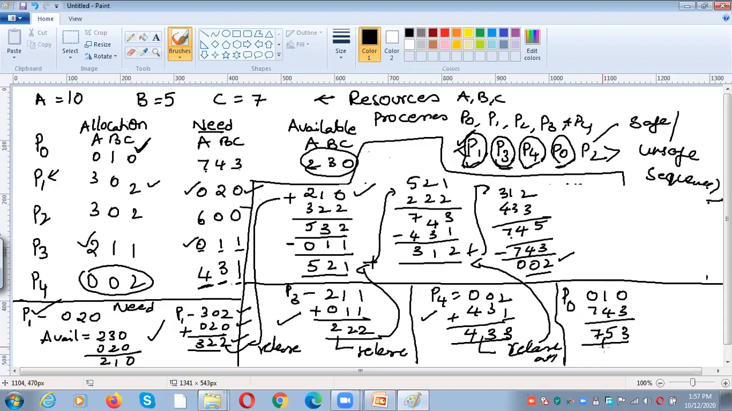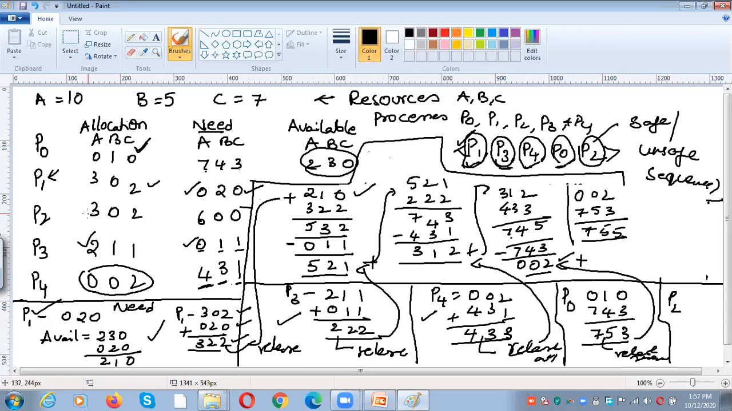After completing the process, it will release the resources. These 753 will be added to the available. What is available? 002. To 002 you need to add 753. So 5, 5, 7 is the available resource after completing P0. Then we need to give it to P2. Okay, last one, P2.